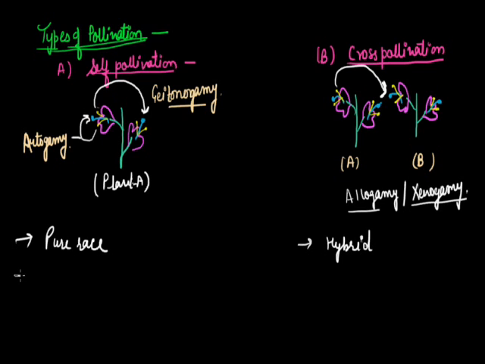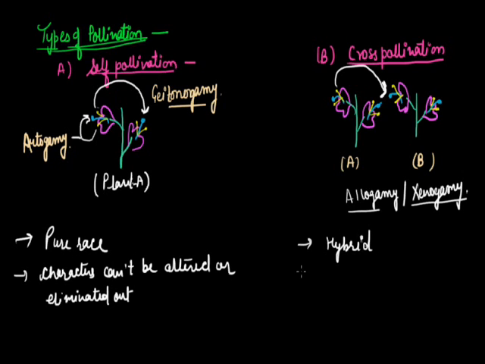Here the characters, whether favorable or unfavorable, cannot be eliminated. While in the case of cross-pollination, elimination or alteration of a character is a very easy process. So self-pollination never gives rise to changes or variation in the species.